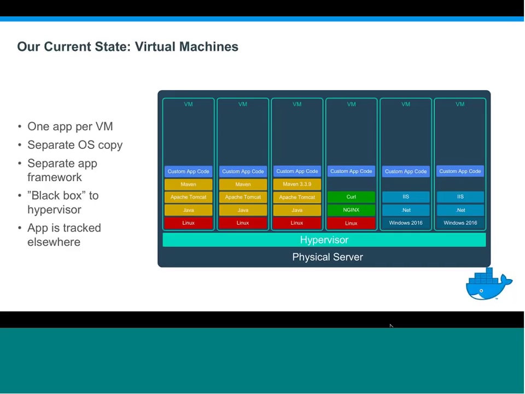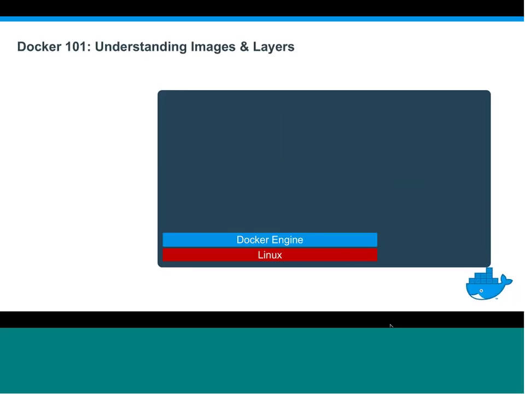So now we contrast that to what a container is. Docker is actually installed in an operating system. So not on bare metal, but it can run inside of an operating system. And it's an application layer construct.